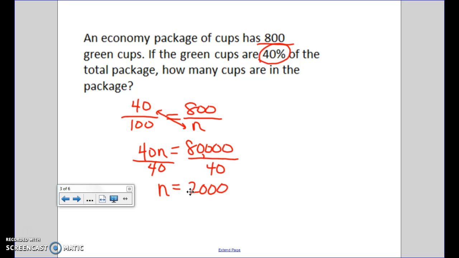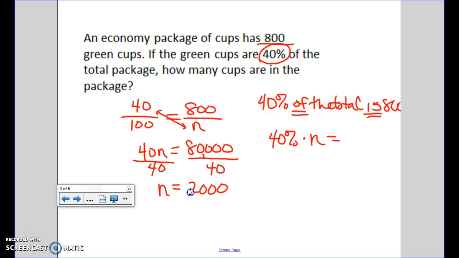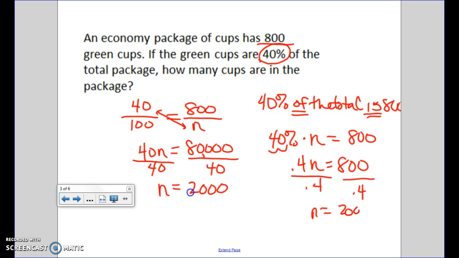Another approach you could take is saying, okay, given this information, I know that 40% of the total is 800. Well, if I'm looking at my keywords here, 40% of the total that we don't know is 800, then I have an equation that I could solve. Change my percent to a decimal, 0.4. I could write 0.40, but that 0 is insignificant. So 0.4n equals 800. And if I divide both sides by 0.4, I will see that n again equals 2,000.